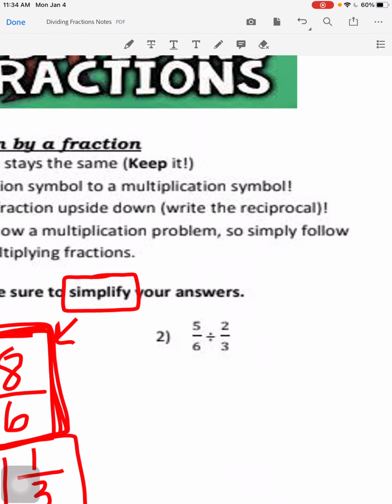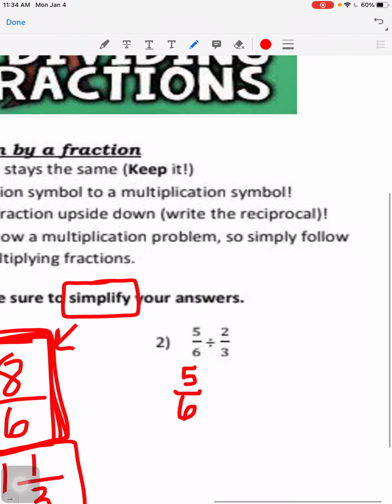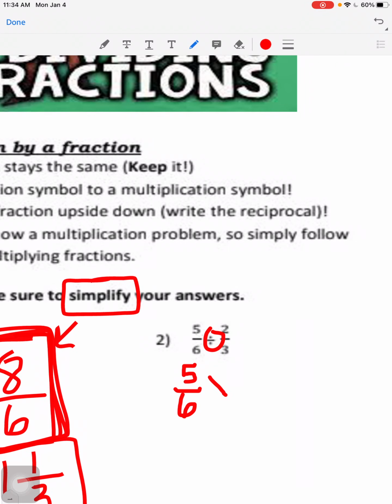Let's look at number 2. So our instructions tell us to keep the first fraction. So 5/6 stays the same. Change division to multiplication. And then we're going to flip the second fraction. So 3 becomes the numerator and 2 becomes the denominator. Then we're going to multiply straight across. 5 times 3 is 15. 6 times 2 is 12.